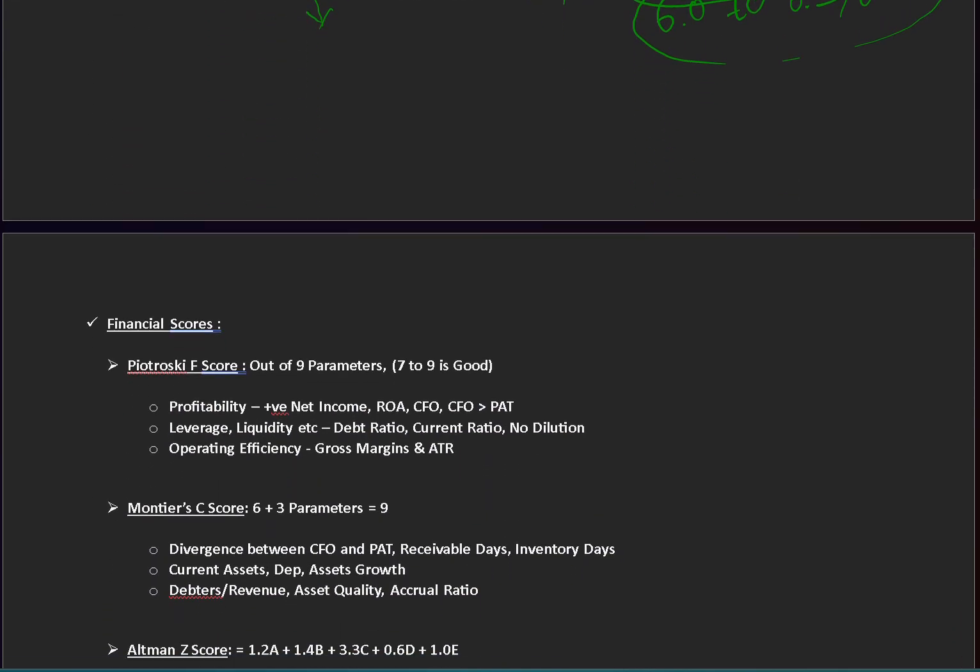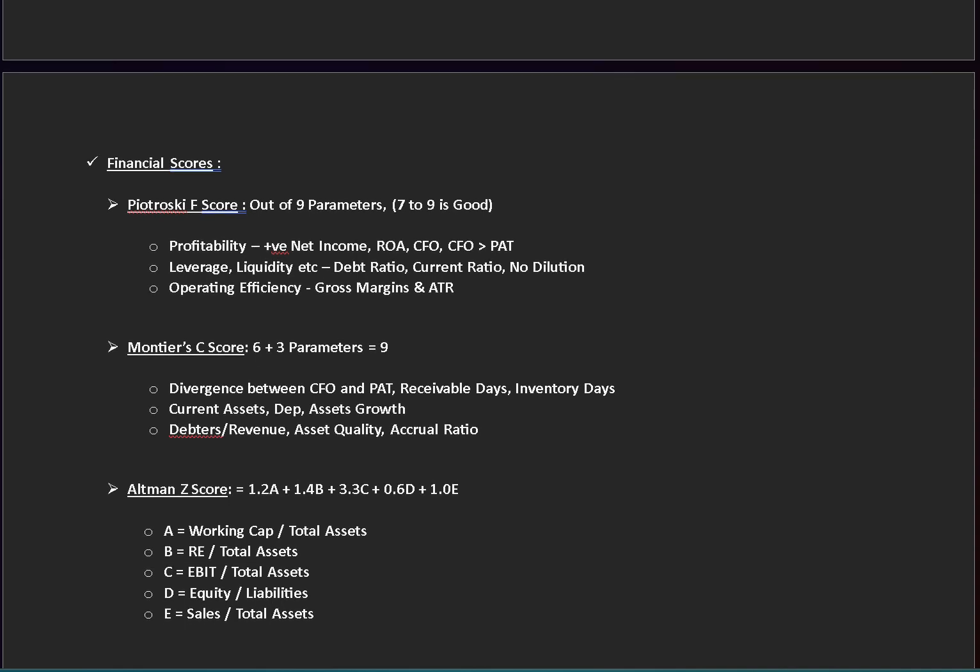Now, next we come to some of the financial scores, as I mentioned in the channel. Let's go one by one. So first is the Piotroski F score. It is basically nine parameters, and if the score is 7 or more than 7, so 7, 8, 9, it is considered as excellent.